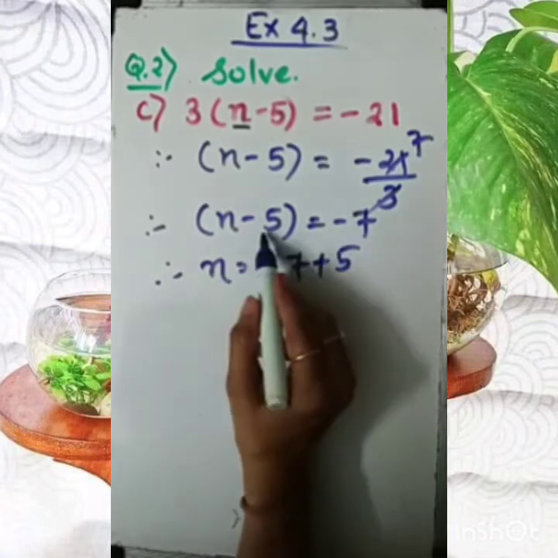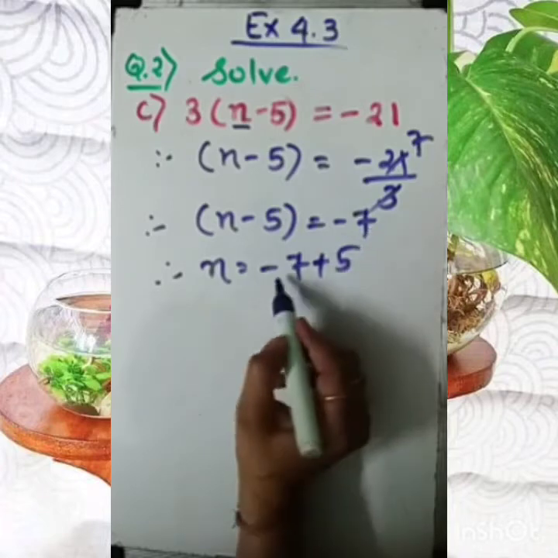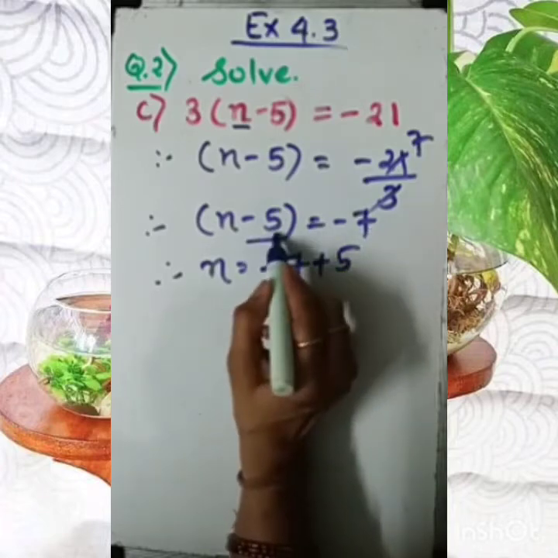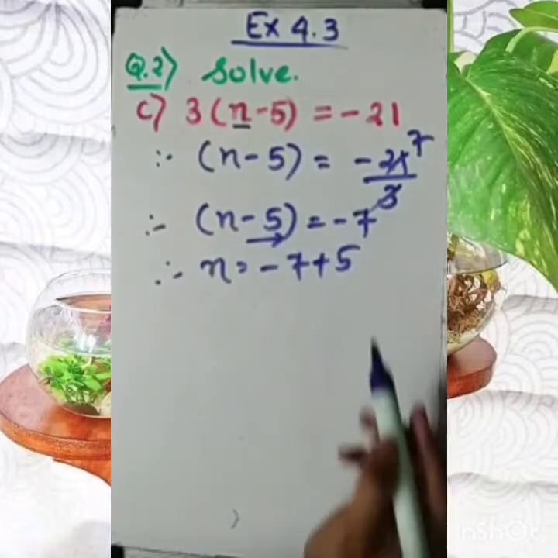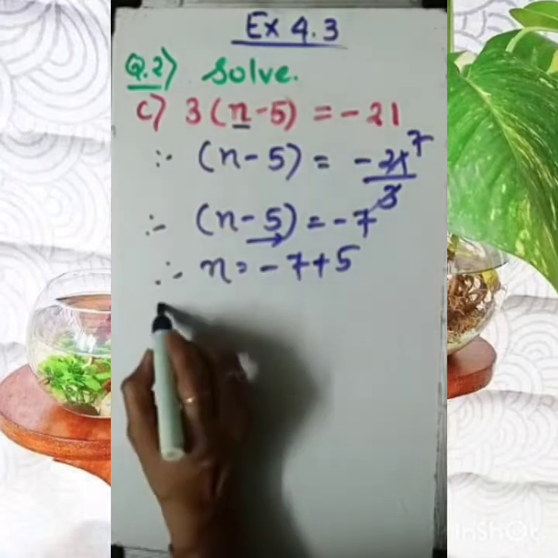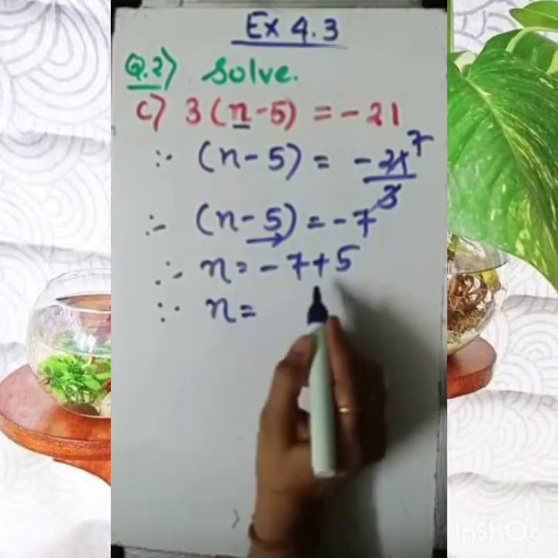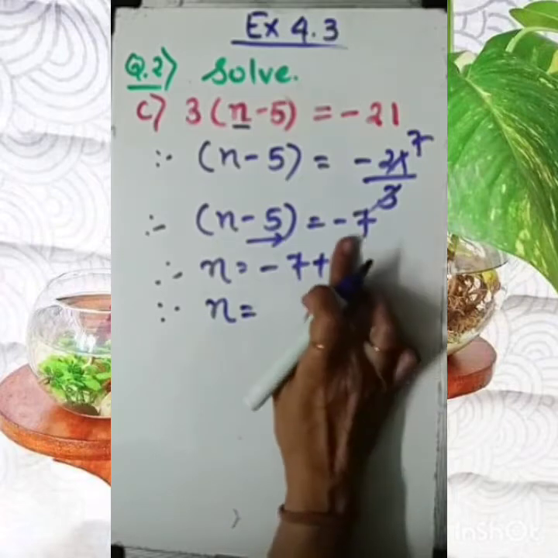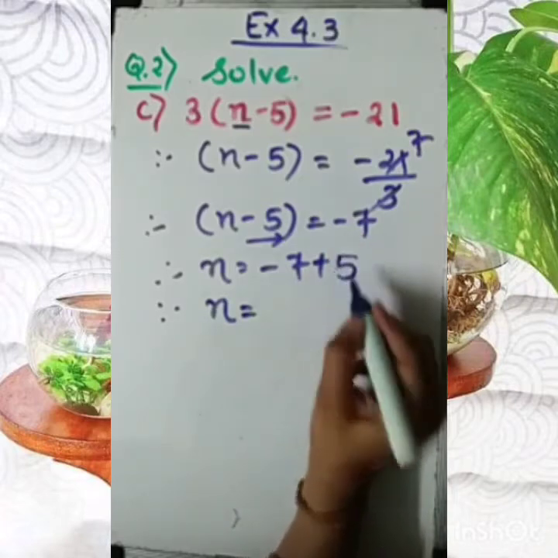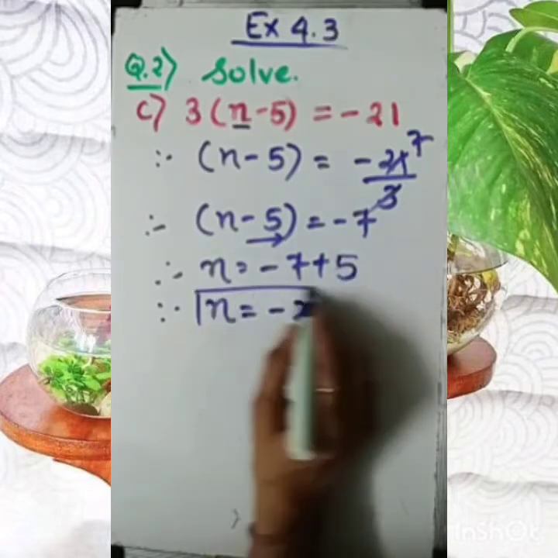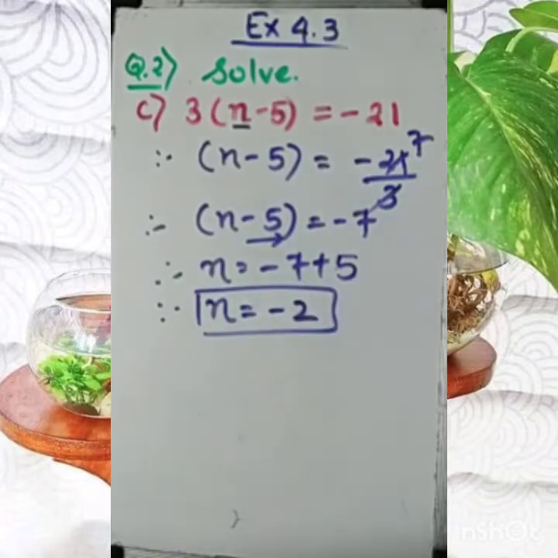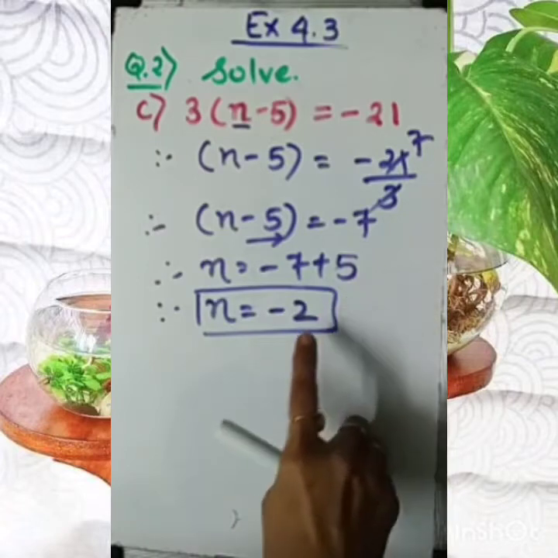This -7 is already there. This - 5 I am transposing to the right side, so it has become + 5. As usual, you have learned integers: -7 plus 5 gives the result -2, because the bigger number's sign is negative and both numbers are of opposite signs. So -7 plus 5 is -2.